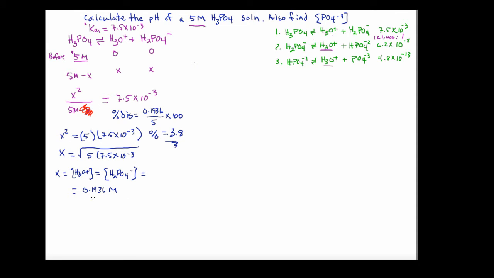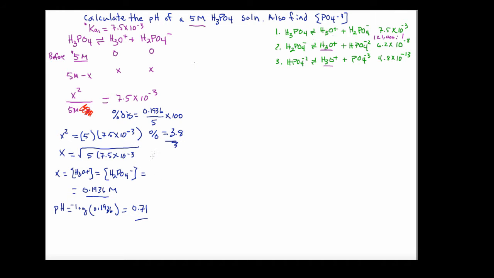So this is in fact my concentration of H3O plus and the dihydrogen phosphate. If I want the pH of this now, then I'm going to take minus the log of that value. Minus the log of 0.1936. And so the pH of the solution is going to be 0.71.